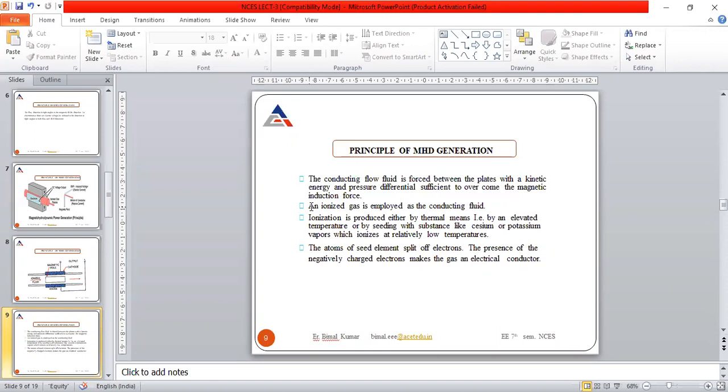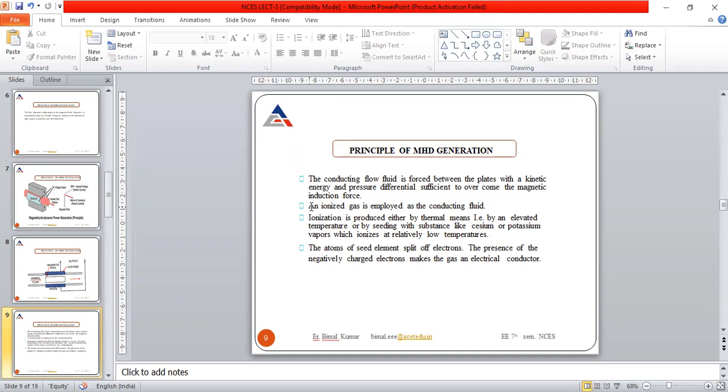Further, in the same lecture we will study that there are two types of MHD generator. One is the open cycle, the second is the closed cycle. The closed cycle is again divided into two parts: one is liquid type and the second is gas type, seeded gas. In that particular case, cesium or potassium vapors may be utilized at relatively low temperature.